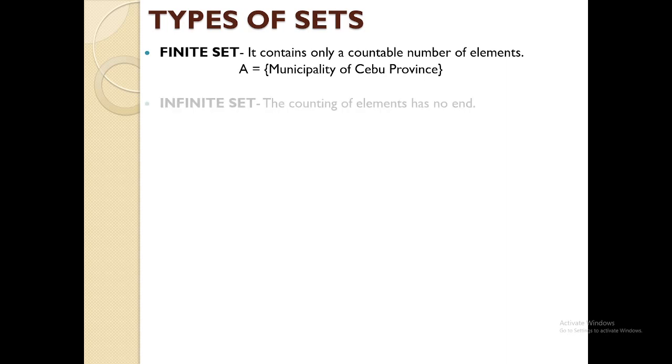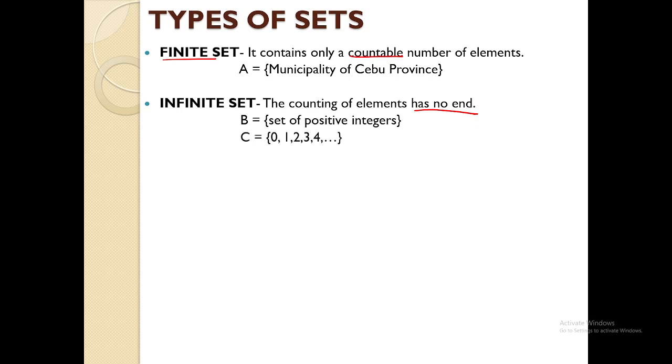Okay? Let's continue. Infinite set. Can I have somebody to read the definition of infinite set? The counting of elements has no end. Okay. Again, the counting of elements has no end. If finite is countable, infinite has no end. Example, set of positive integers. It's infinite. Another example is 0, 1, 2, 3, 4, and you have the ellipsis there, the three dots.